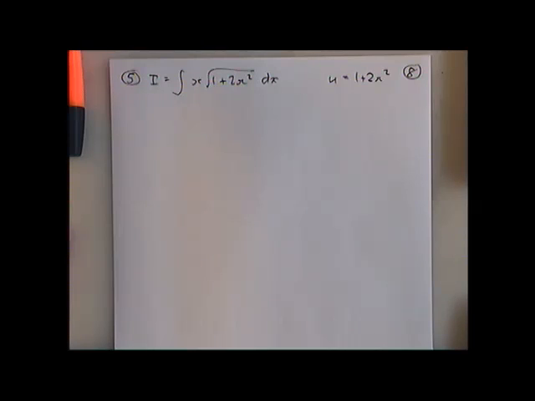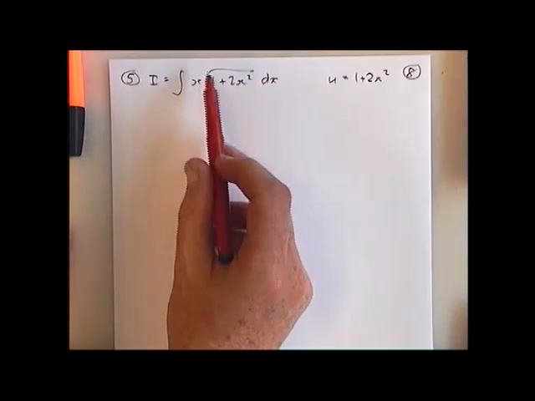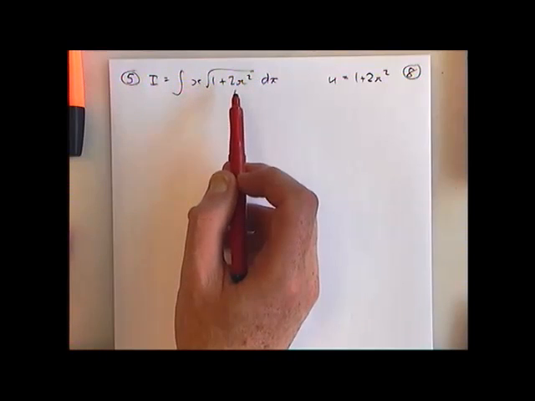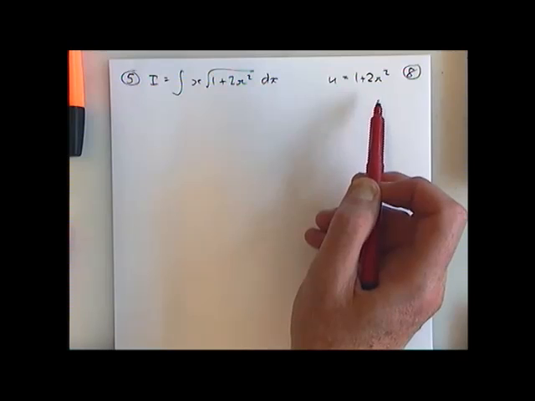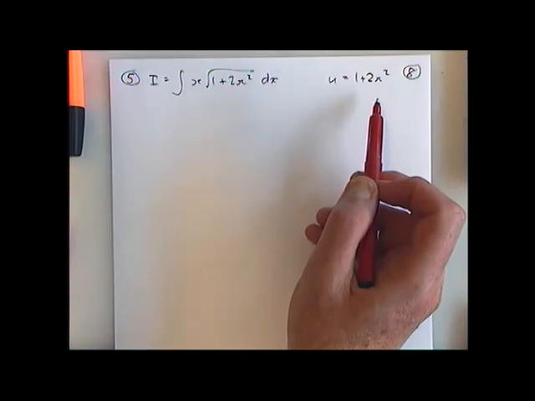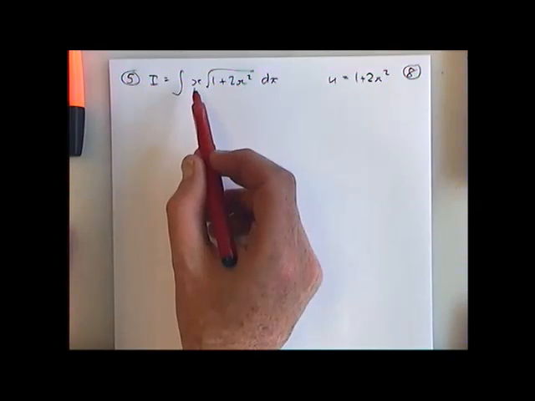So the fifth example: we've got this integration here, x times the square root of 1 plus 2x, all squared, sorry, 1 plus 2x squared. We're told what our u is. Joe, what's the first thing to do? Find what x equals. Yeah, so I know what this here is already, that's good. I need to know what x is.